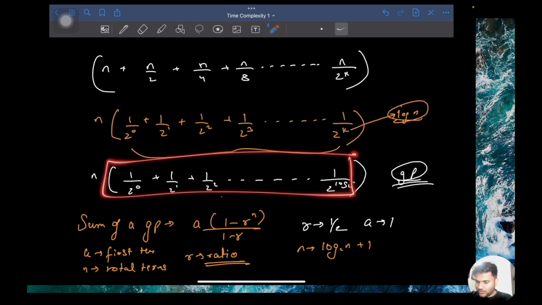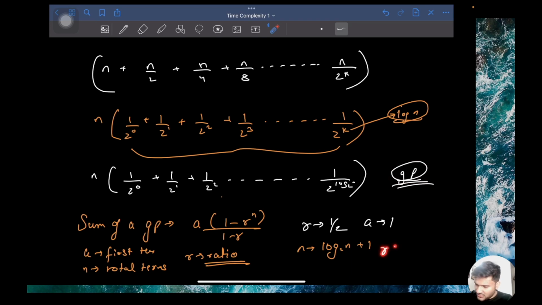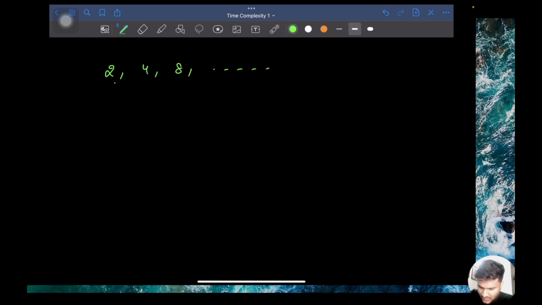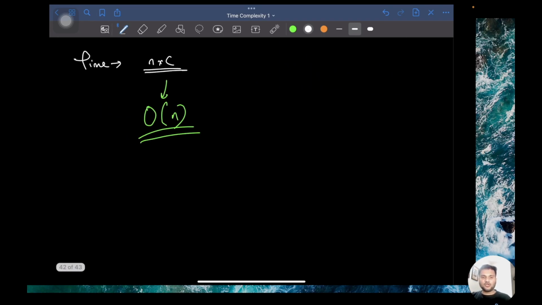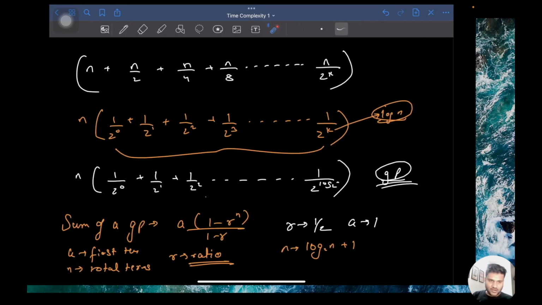This is the sum of a geometric progression, and the sum for r less than 1, where the multiplicative factor is less than 1, is this value. If you don't know what a geometric progression is, if you have a series like 2, 4, 8, and so forth, every term is getting multiplied by the same thing, that is 2. So 2 into 2 is 4, 2 into 4 is 8, and so on. If you have something like 1 by 3, 1 by 9, 1 by 27, 1 by 81, this is also a geometric progression, but this time we are multiplying by 1 by 3. So geometric progression means you increment yourself with a multiplicative factor.